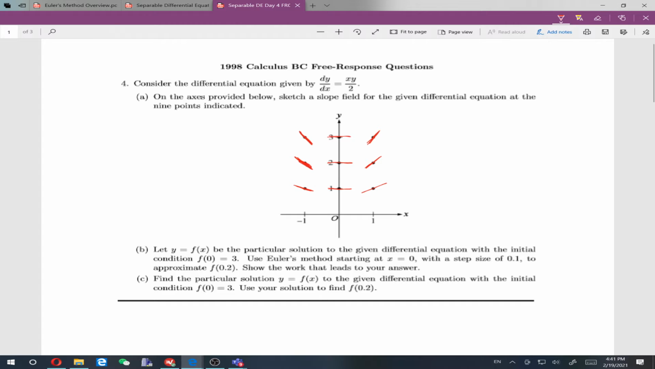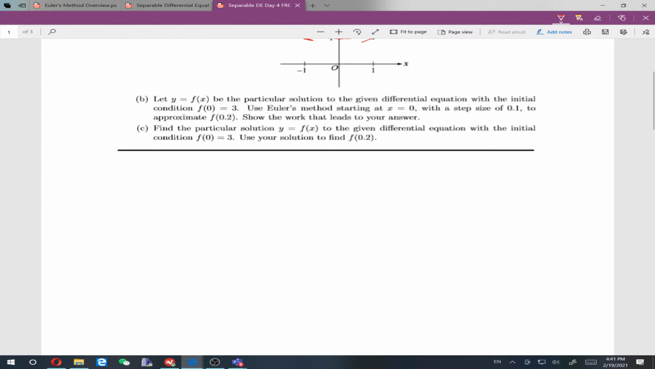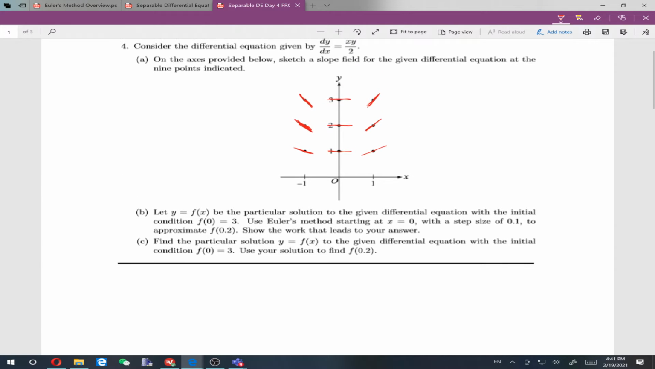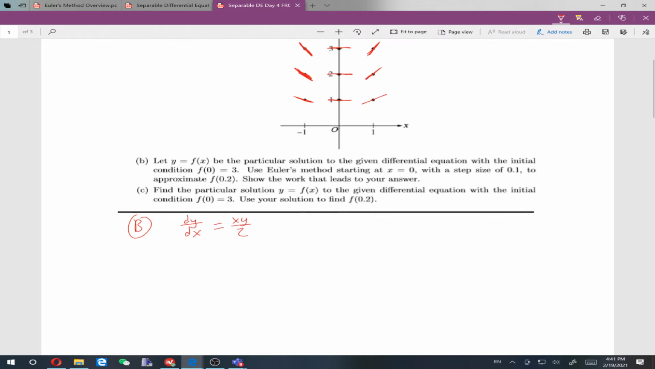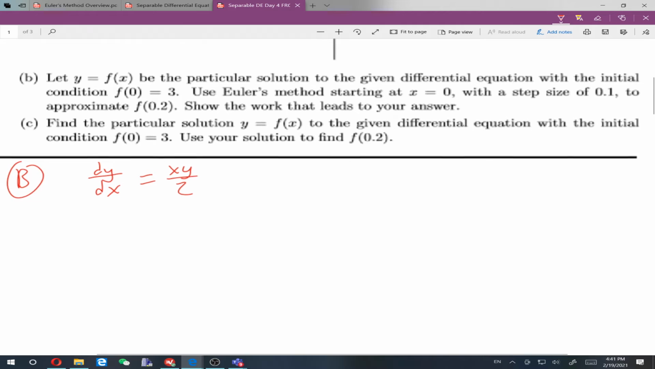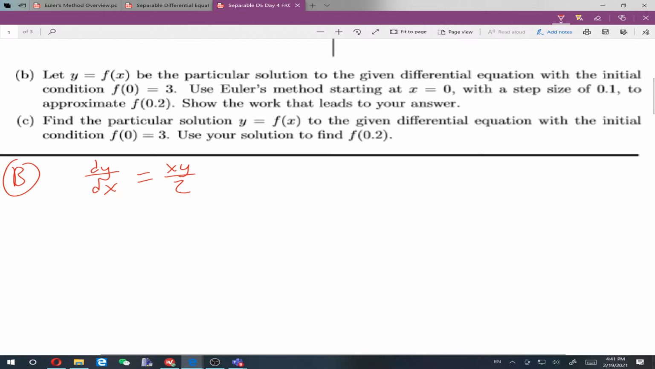Okay. For part B, y equals f of x is a particular solution to the given differential equation, which I'm going to copy down here. Our given differential equation was dy over dx is equal to xy over 2. So f of x is the solution to this with the initial condition when x is 0, y is 3. I want to use Euler's method starting at x is 0 with a step size of 0.1 to estimate f of 0.2 and show the work that leads to our answer.